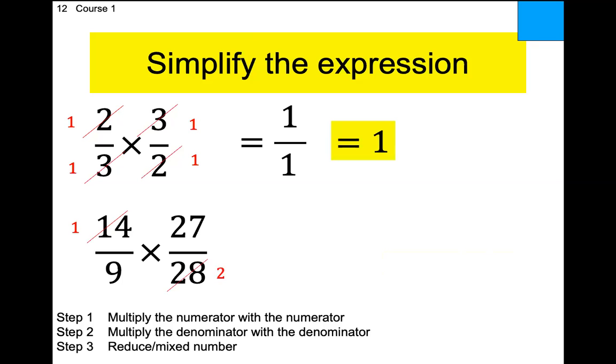What goes into 9 and 27? 9. 9 goes into 9. 9 goes into 27, 3. Now look at the numbers in red that you're multiplying. Isn't life a little bit easier? I'm not multiplying 14 times 27. I'm not multiplying 9 times 28. I'm multiplying 1 times 3. I'm multiplying 1 times 2. Crazy easy. Yes, you have to change that to a mixed number. That's 1 and 1/2.